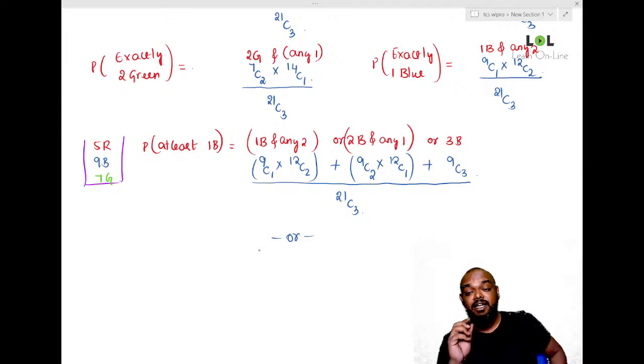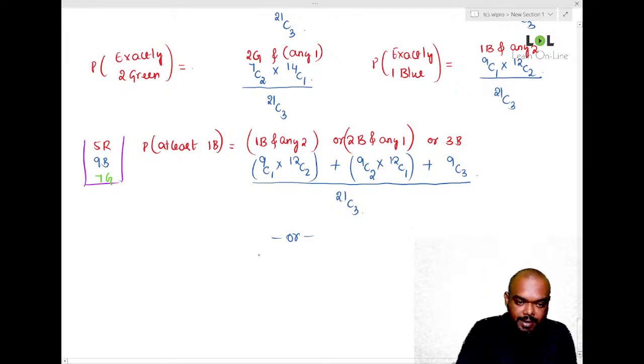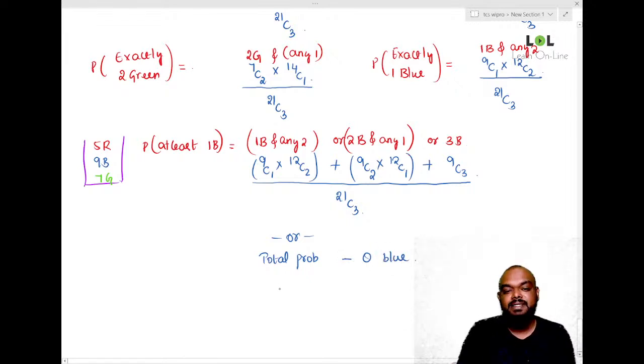But there is another condition. Which one? No blue. Perfect, Sandhya. No blue, right? So, which is the condition we don't want here? We don't want 0 blue. So, simply you can write total probability minus 0 blue. This will give you the same answer.